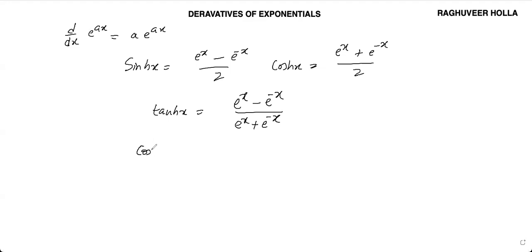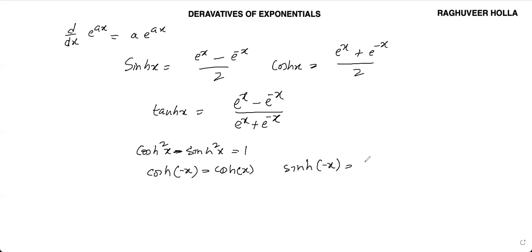Okay. And also, please try to remember these hyperbolic functions here. Cos h square x minus sine h square x is equal to 1, and cos h of minus x will be cos hx, and sine h of minus x is minus sine h of x.